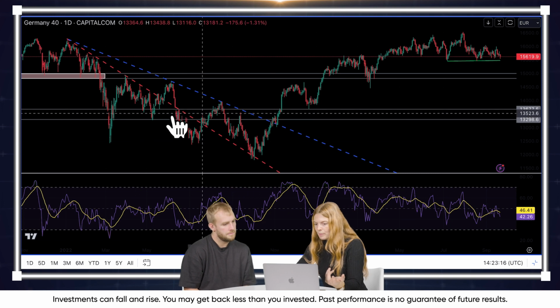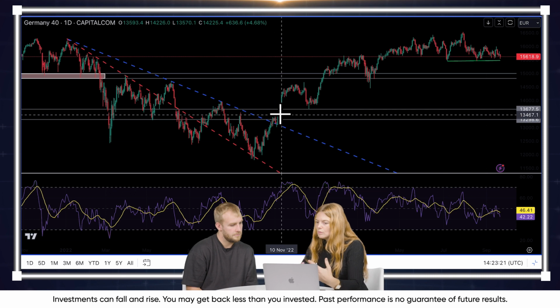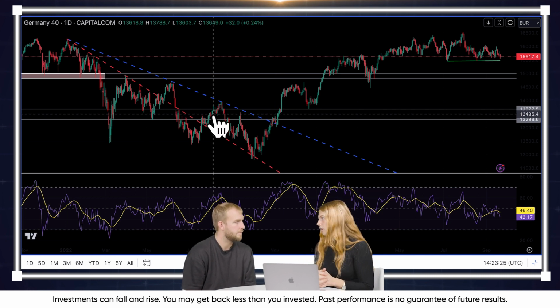Same with a little bit lower back here, when we saw that downtrend again, we had another area that was very interesting. We saw a lot of sideways trade consolidation within it. So it's just areas to look out for in a chart, really.